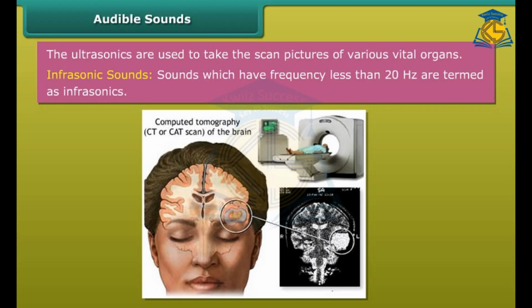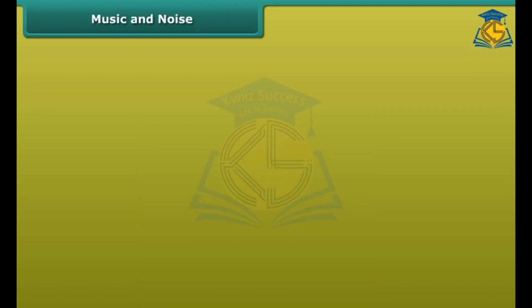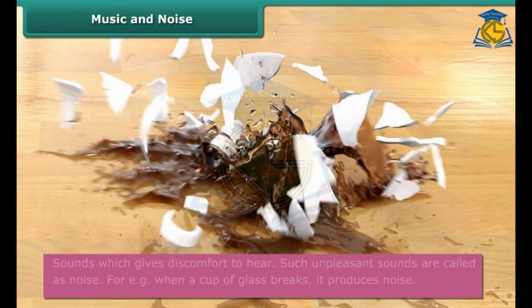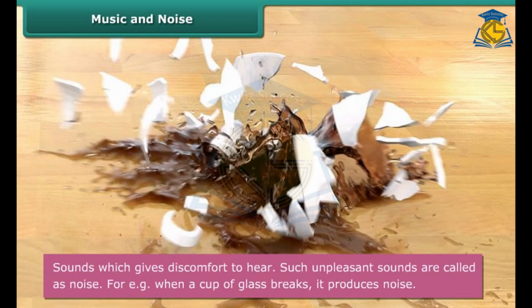Infrasonic sounds. Sounds which have frequency less than 20 Hz are termed as infrasonics. Music and noise. Sounds which are pleasant to hear are called as music. Here we have number of instruments which produces pleasing sound. Noise. Sounds which gives discomfort to hear. Such unpleasant sounds are called as noise. For example, when a cup of glass breaks, it produces noise.